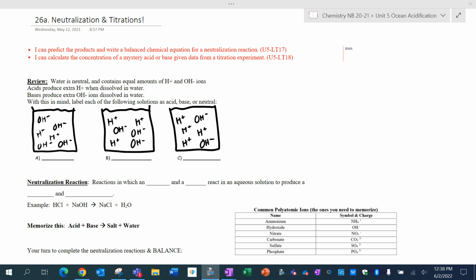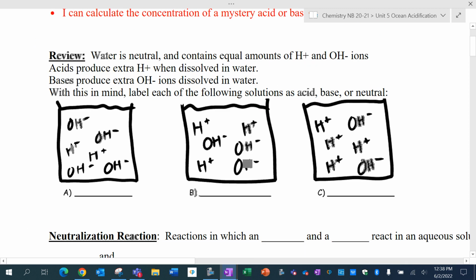All right, welcome. In this video, we're going to take a look at some acid-base neutralization reactions and titrations. So first, let's review how hydrogens and hydroxides are related to the idea of being an acid or a base. Water has a formula of H2O. That's how we typically write it. It looks like this. This is what water looks like. We can also write the formula like this, HOH.